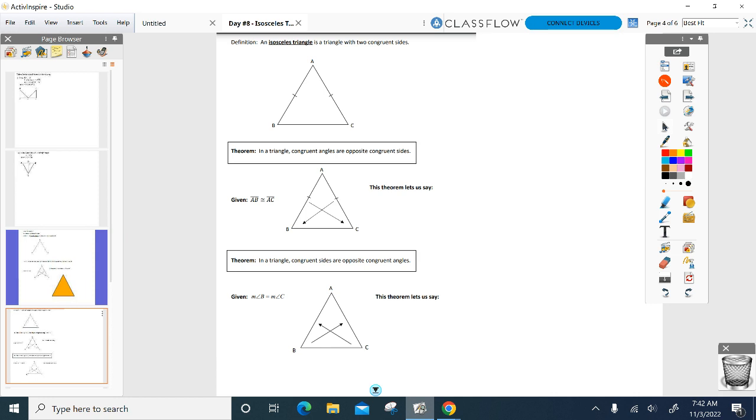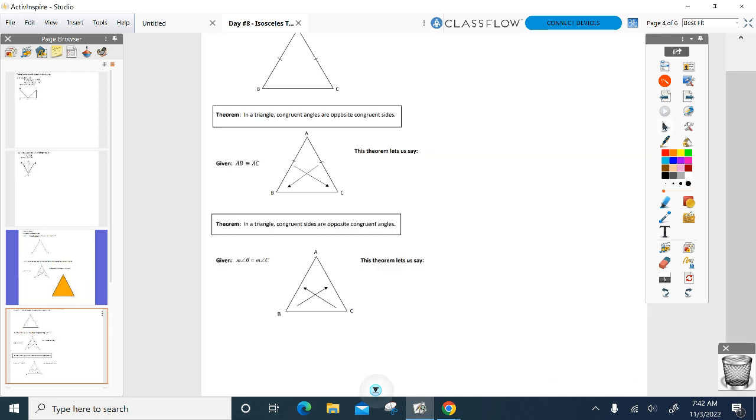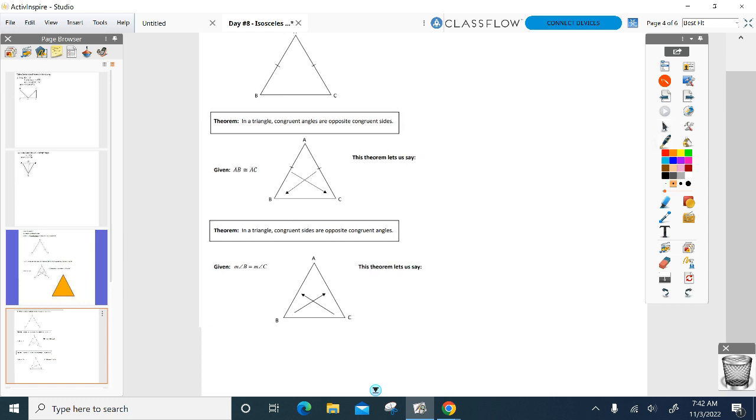Where do you find those two angles? Well, honestly, guys, it depends on where the sides are congruent. So you see my example here. I gave you AB and AC. So we're all in agreement at least it's isosceles because it's got two congruent sides. Well, now it also has two congruent angles. Where are those angles? Across from the congruent sides. If I have AB and AC, what are the angles across from them that are congruent? Angle B and angle C.